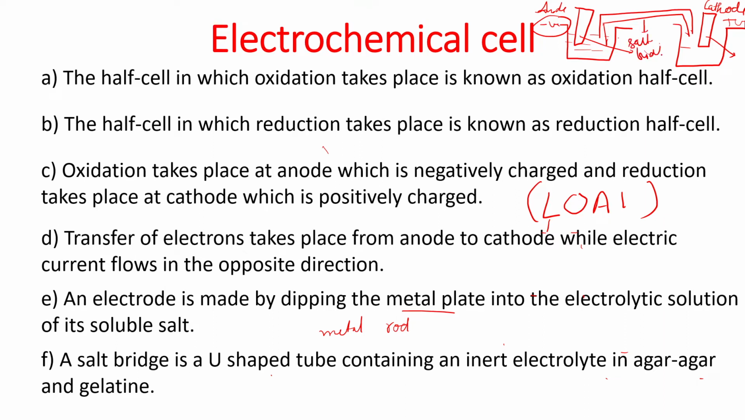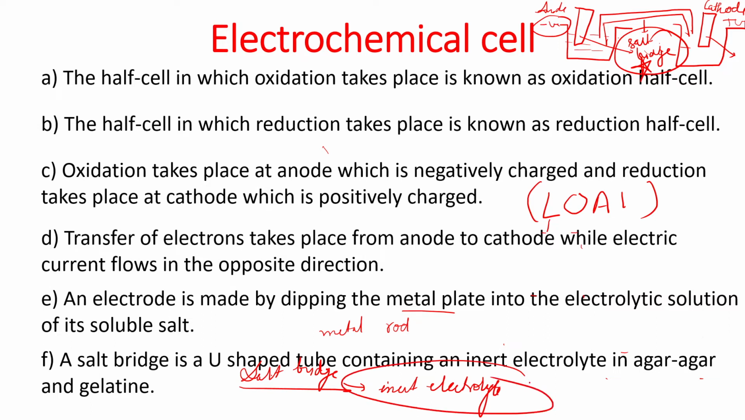It basically allows the movement of charge between the two cells. And in the U-shaped tube that is called the salt bridge, the salt bridge contains inert electrolyte. Why does it contain inert electrolyte? Because it should not react with the ions that are oxidizing or reducing in the electrochemical cell. Otherwise, it will affect the chemistry.